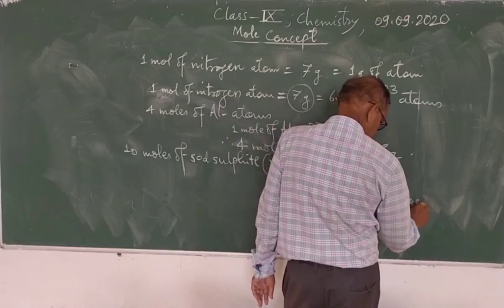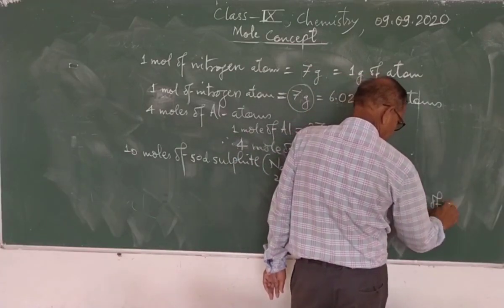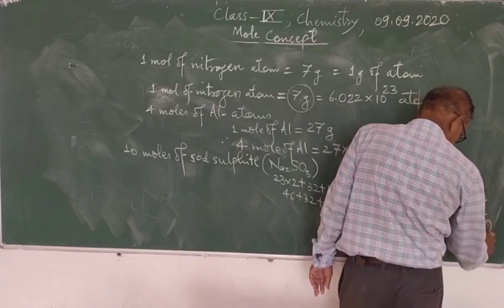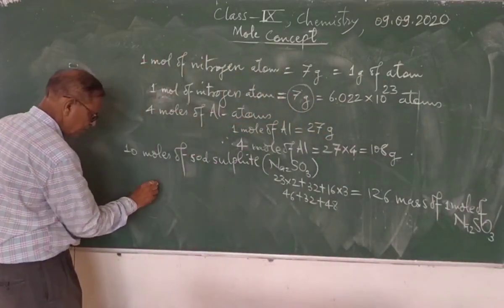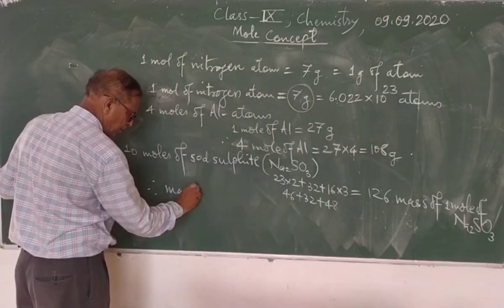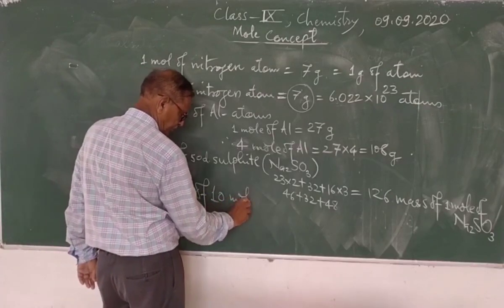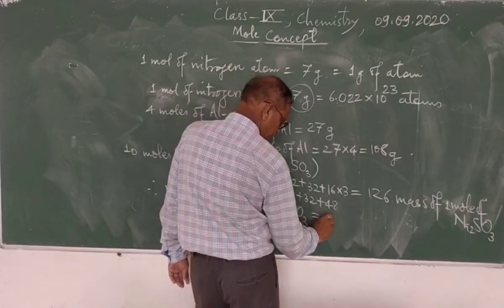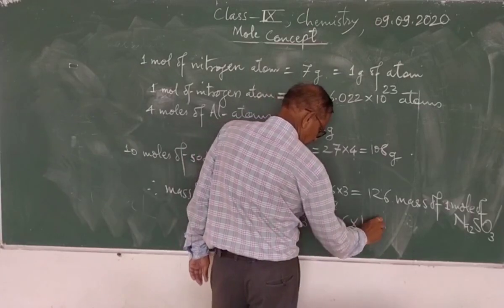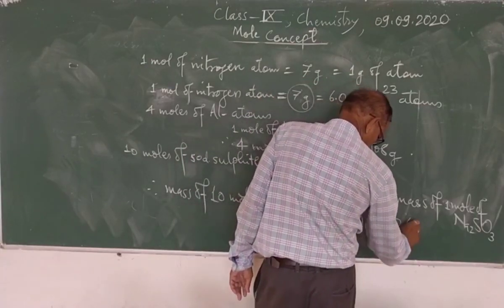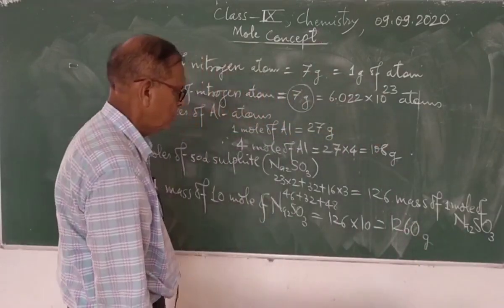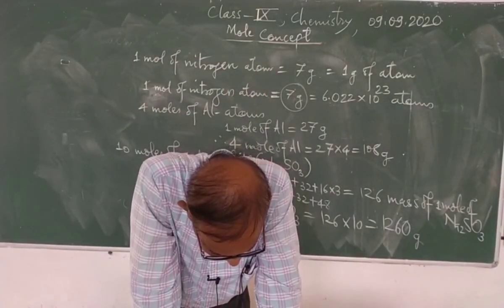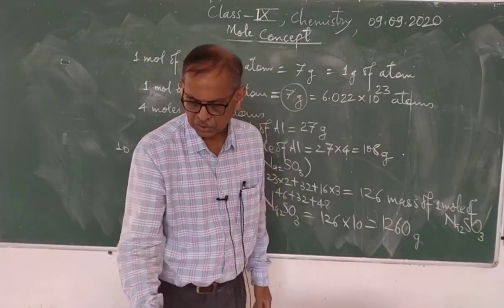This is the mass of 1 mole of Na2SO3, and hence mass of 10 moles of Na2SO3 is equal to 126 into 10 is equal to 1260. So in this way you can solve it.